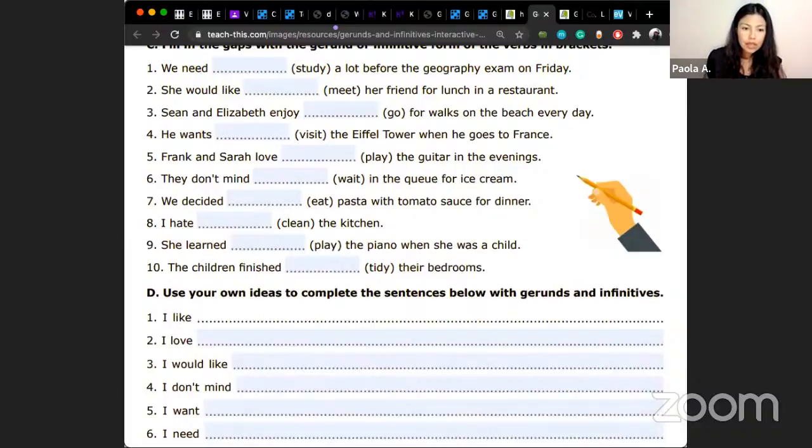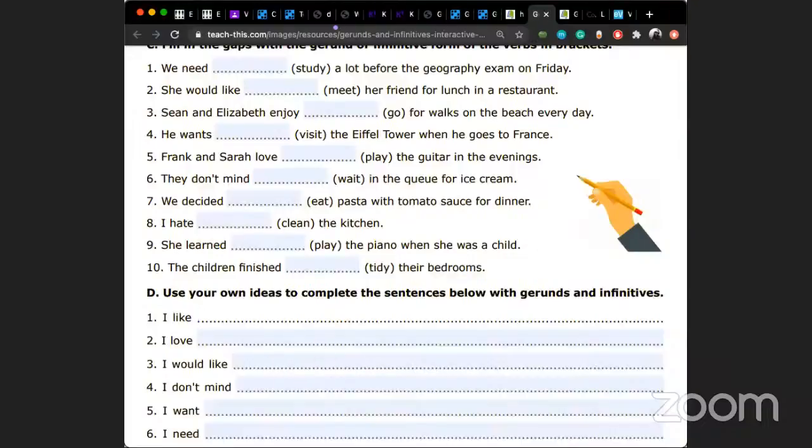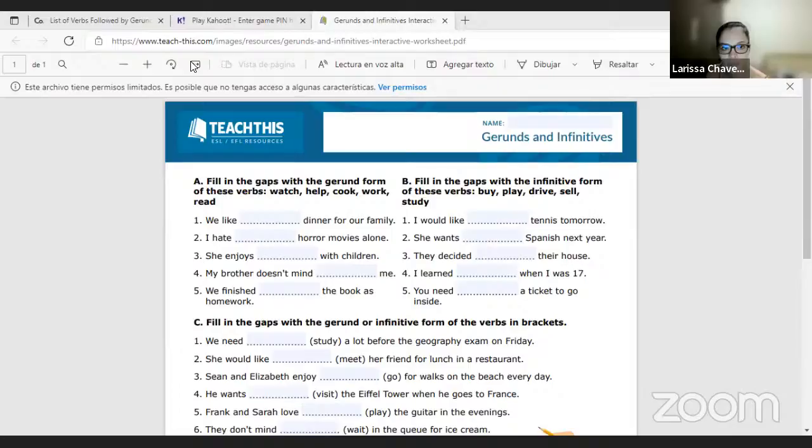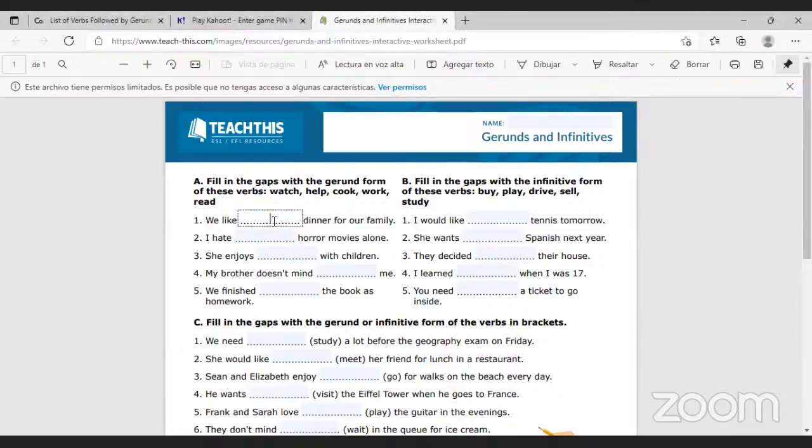I'll turn off my camera for a moment. So whenever you can share your screen, please. Thank you very much. All right, so let's choose the correct verbs.